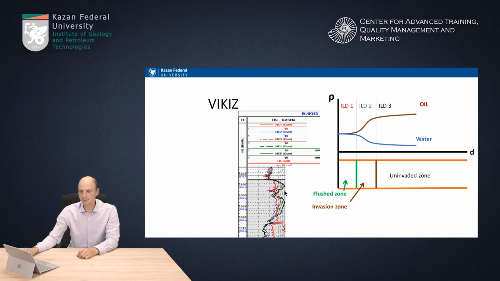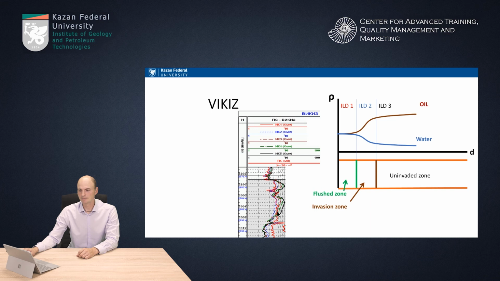If we look at this layer, we can see that the shallow logs show us the low readings, while the deeper logs show us the high readings. Let's look at our model. On the shallow part we got the low readings, and on the deeper part we got the high readings that show us the presence of oil. So we can see that in this interval we have oil saturation. The same story with this interval.